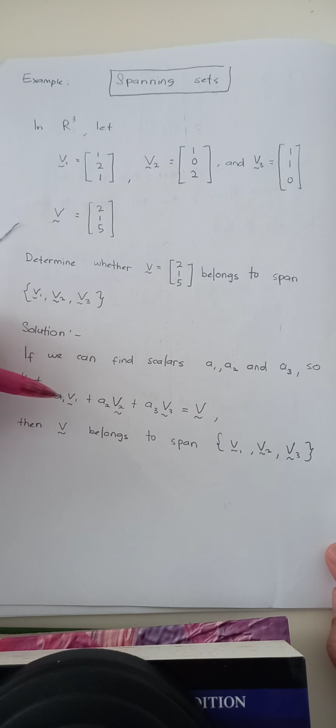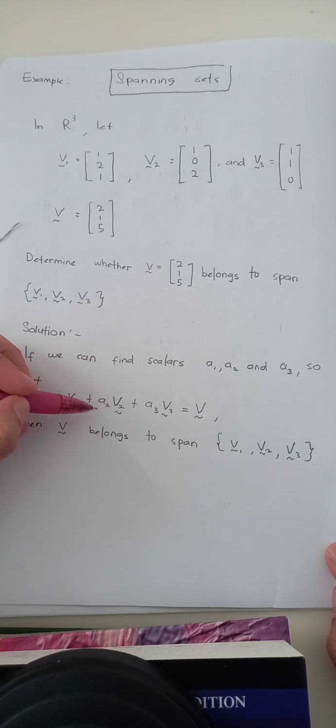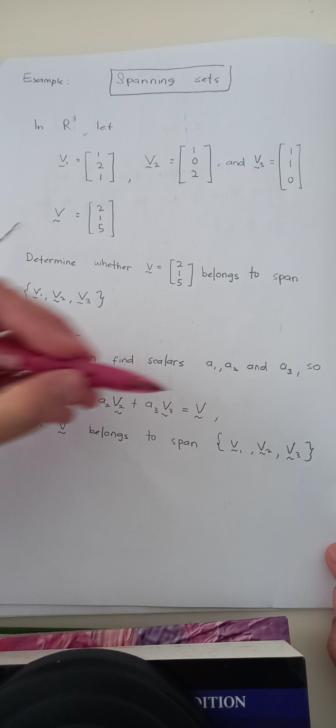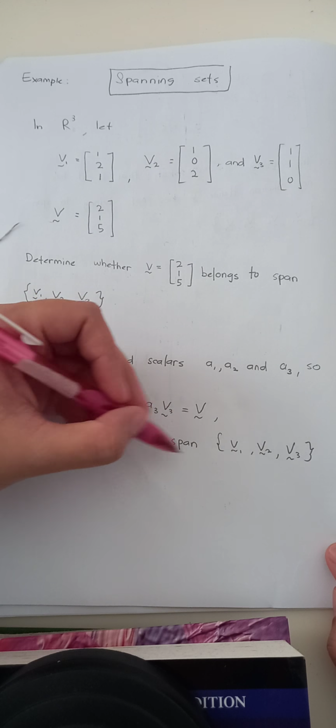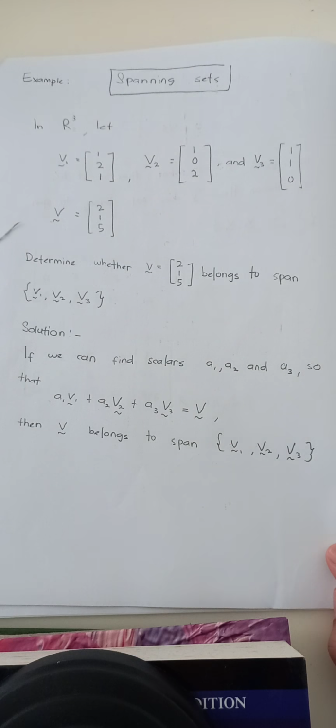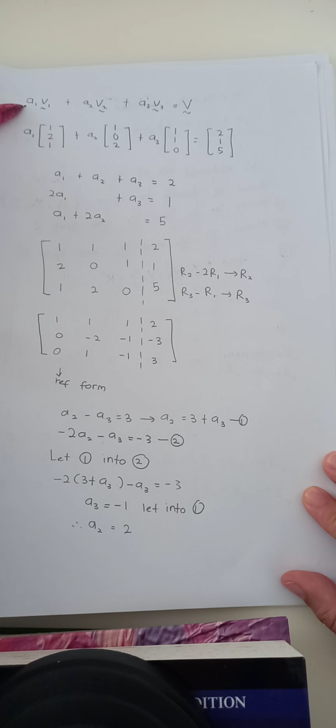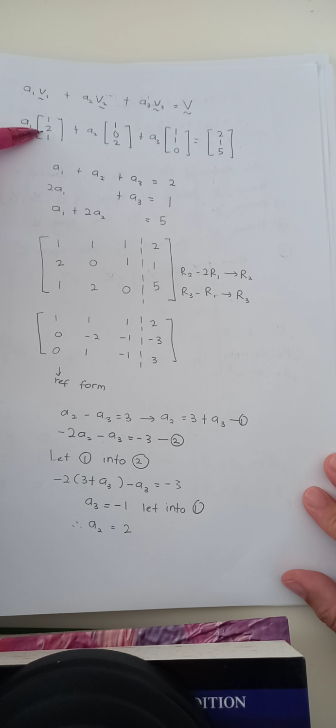Let's say I name it A1, A2 and A3. So we make it in this kind of form. Find the value of A1, A2 and A3. If we can find the values, then this V belongs to the span of V1, V2 and V3. So make it in this kind of form and then just copy the values from the equation for the V1. So what is the value of the matrix?